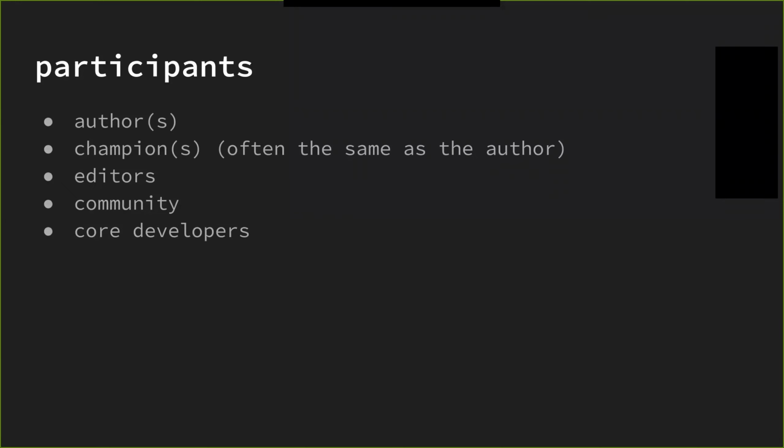So during the process, I'm sure you noticed there are a lot of different participants, and I just wanted to quickly talk about the different roles that people play and generally the importance of their roles and what they do. The obvious starting role is the author or authors of the EIP, and these are the people who have this idea and write this initial draft.